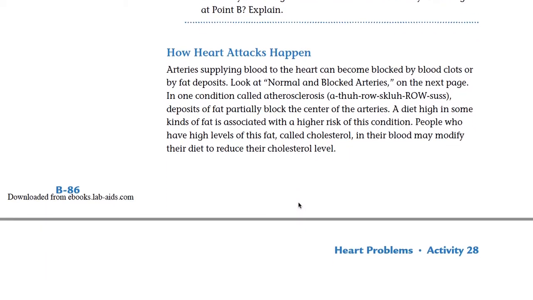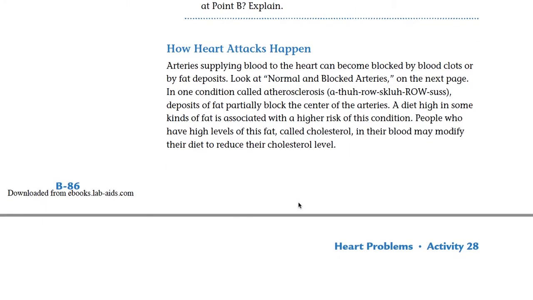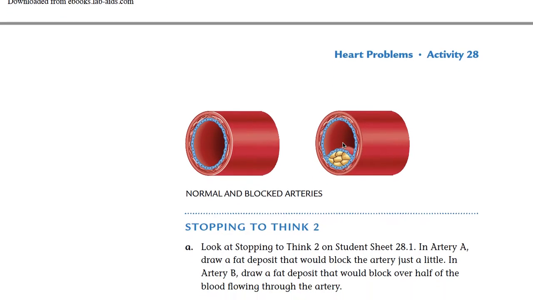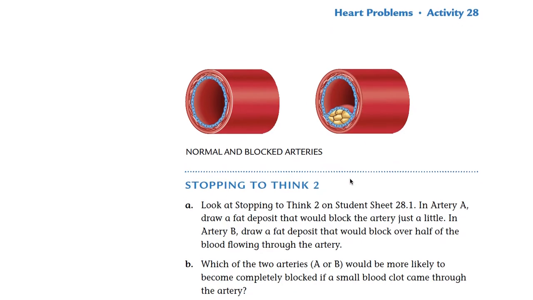Okay, back to it. How heart attacks happen. Arteries supplying blood to the heart can become blocked by blood clots or by fat deposits. Look at the normal and blocked arteries on the next page. And one condition called arteriosclerosis, wow, a mouthful, deposits of fat partially block the center of the arteries. A diet high in some kinds of fats is associated with a high risk of this condition. People who have high levels of fat, called cholesterol, in their blood may modify their diet to reduce their cholesterol level. So you see normal, and then you see an example of blocked arteries.